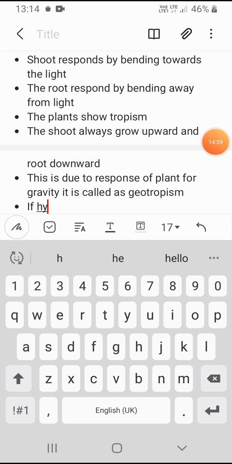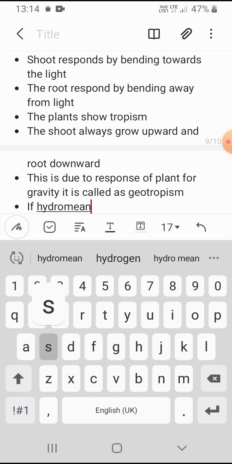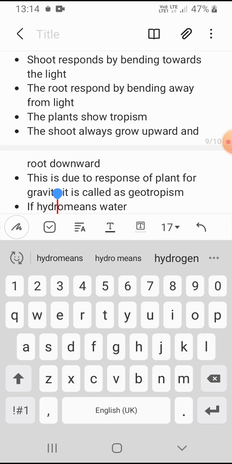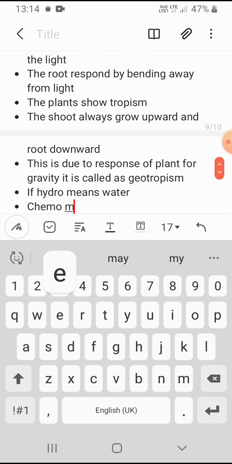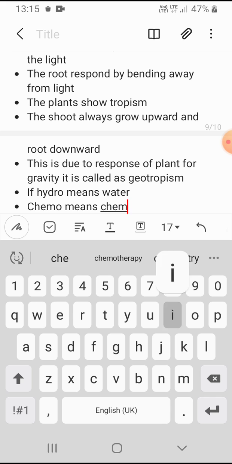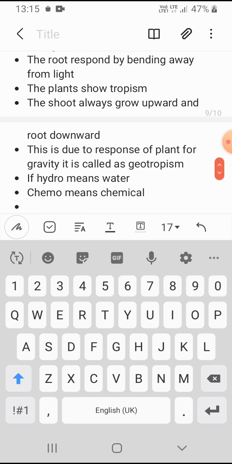Hydro means water, meaning it is responding to water. And chemo means chemical, it is responding to chemicals. Hydrotropism and chemotropism, it is called.